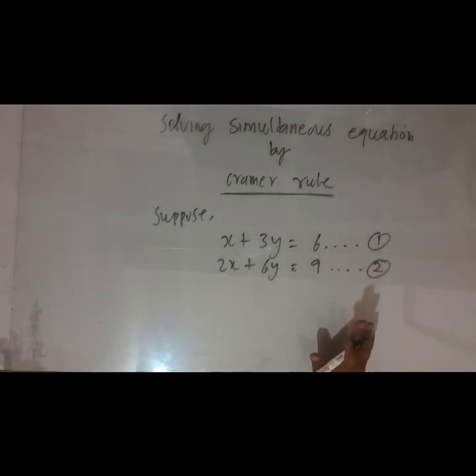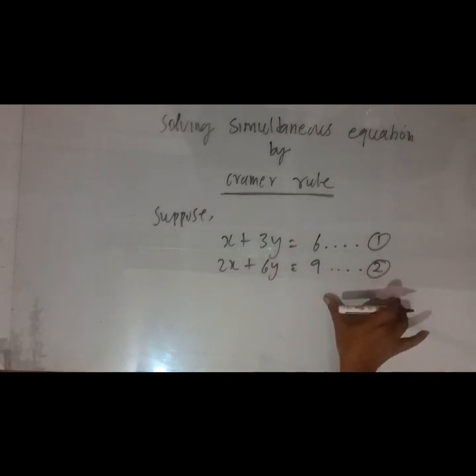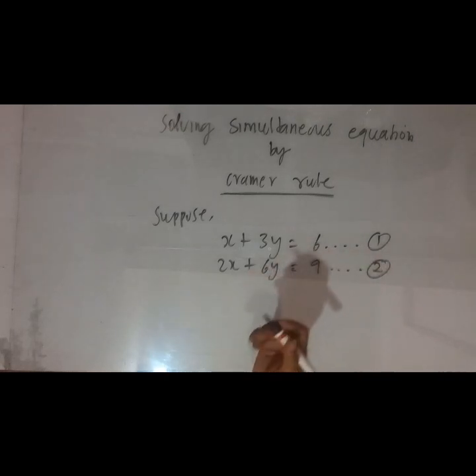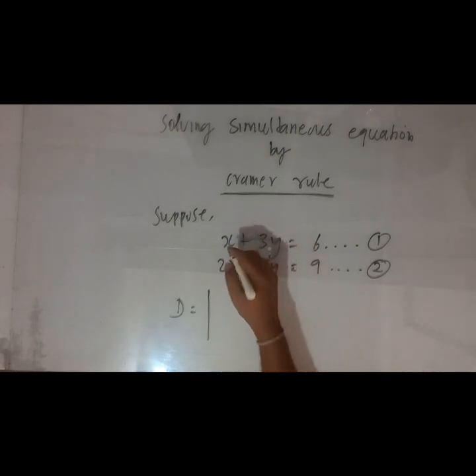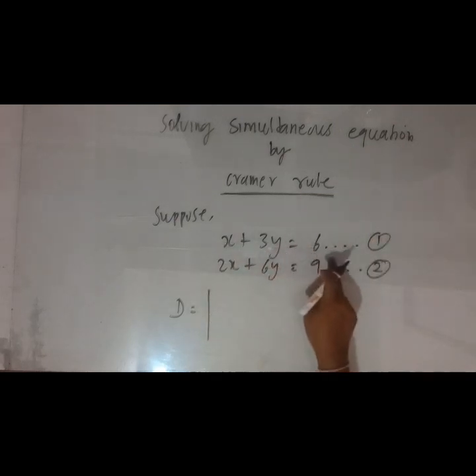First of all, as one part of the Cramer rule, you have to write this equation in determinant form. Now, how can you write this equation in determinant form? Let us say determinant D. For example, what are the coefficients? Let us take the first equation, number 1: x plus 3y is equal to 6.